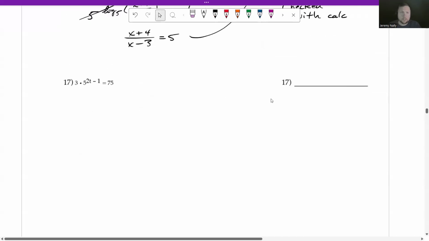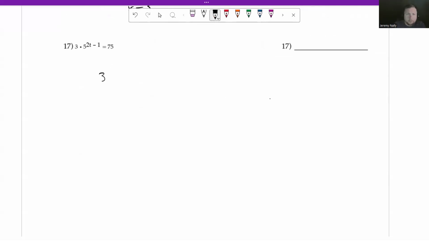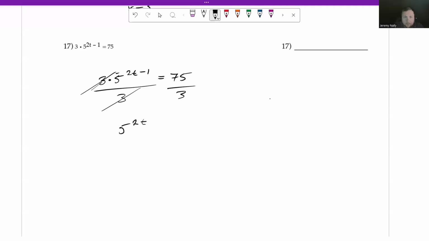Okay, solve the next equation. I have 3 times 5 to the 2t minus 1, that's all up in the exponent, is equal to 75. I'm going to divide both sides by 3. The way I wrote that is kind of weird, let me fix that. There we go. So these 3's can cancel out now, and I have 5 to the 2t minus 1 is equal to 25.